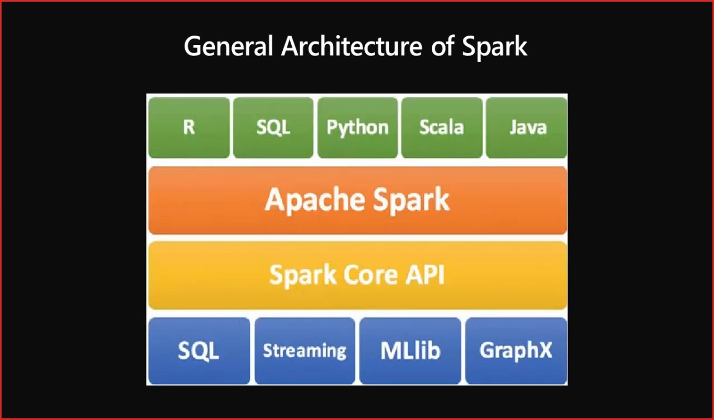Now we'll see what the general architecture of Spark is. At the bottommost part, we have the libraries for running SQL commands. Then we have a library for streaming applications. Then to work with machine learning algorithms, we have something called MLlib. This is similar to scikit-learn APIs, as some of you might have learned. And then we have something called GraphX, which works with graph kind of data structures.